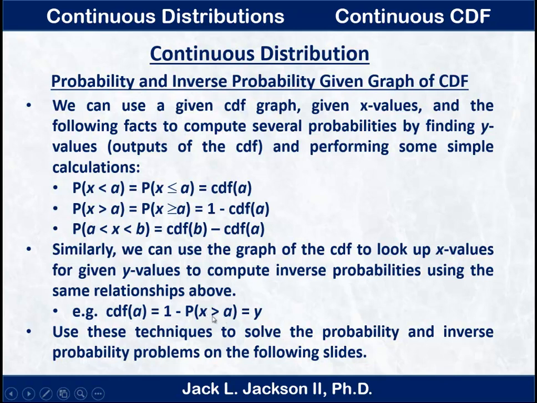So if we're given the probability of x greater than A, let's say it is 0.6, then we do 1 minus 0.6 is 0.4, and we know the probability less than A is 0.4, and that's going to be our y value on our CDF. Look up the corresponding x value that goes with that, and you will find the A you're looking for. And you can do some similar things here. Now, using these techniques, we can solve several different kinds of probability and inverse probability problems.